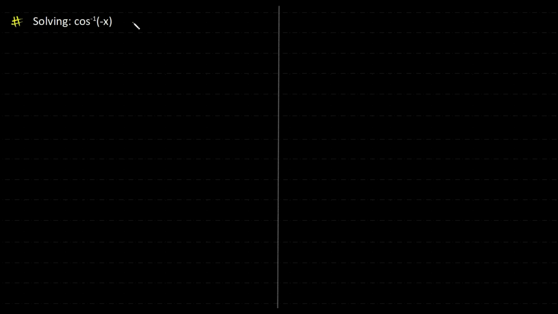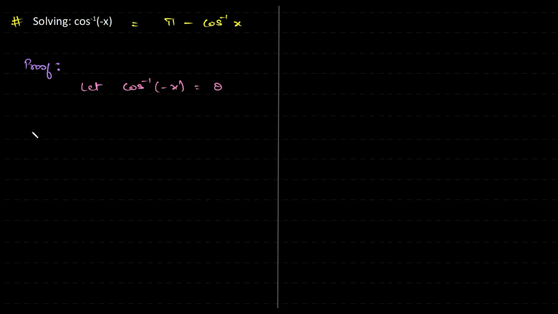Again, all of this has to be a commonsensical thing if you are familiar with the basics. So this would be minus cos inverse of x, and it's getting subtracted from pi. So pi minus cos inverse of x. So let's look at the proof. Let cos inverse of minus x be equal to theta.